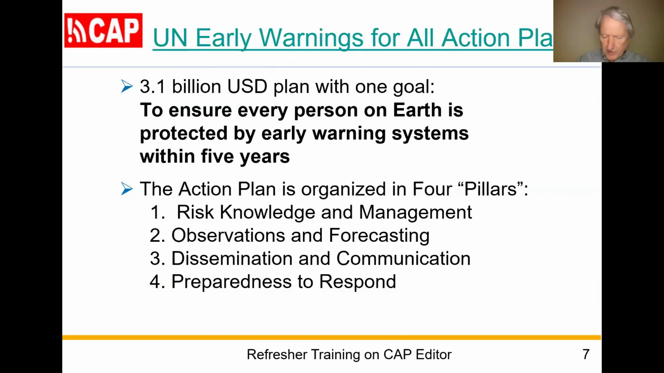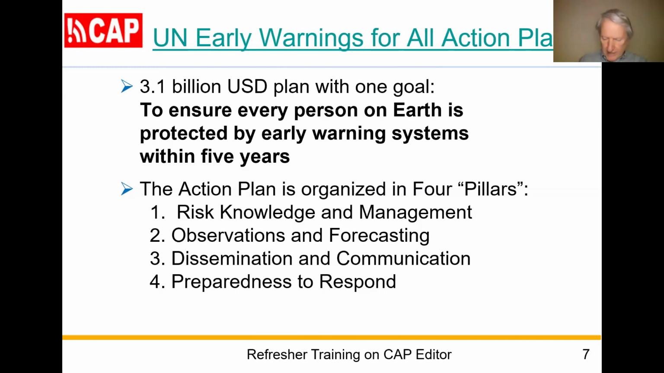Now, moving to my second point under context. You may have heard of the UN Action Plan on Early Warnings for All. That plan was launched in 2022 at the Conference of the Parties to the Convention on Climate Change. The plan calls for new investments of $3.1 billion to achieve its goal, which is to ensure every person on Earth is protected by early warning systems within 5 years.